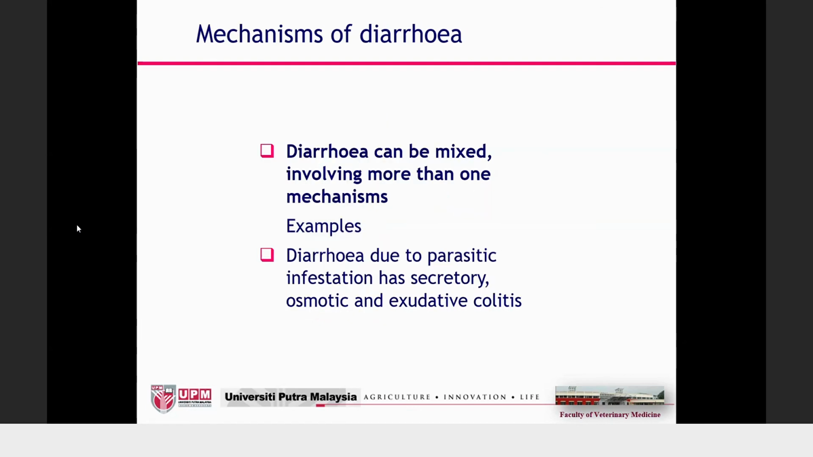So, the mechanisms that I mentioned earlier: although we have four classifications of diarrhea, diarrhea can usually be mixed, involving more than one mechanism. For example, in cases of diarrhea due to parasitic infestation, it might involve secretory diarrhea, osmotic diarrhea, and even exudative diarrhea. So it is a combination, more than one. We classify into four partly just to easily understand the mechanism.